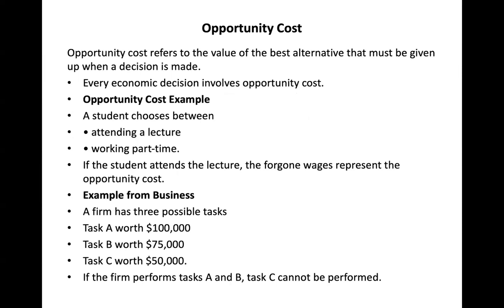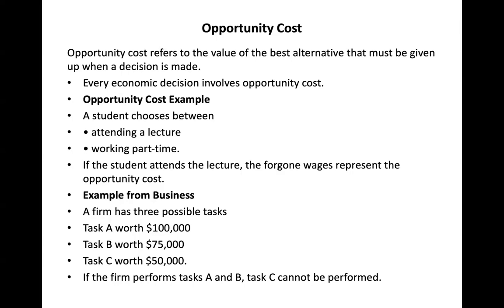When it comes to the individual consumer, a student is choosing between attending a lecture and working as a part-time. If the student attends the lecture and forgoes the wages, the foregone wages represent the opportunity cost, because he can't do both at the same time. So he has to forgo another aspect.